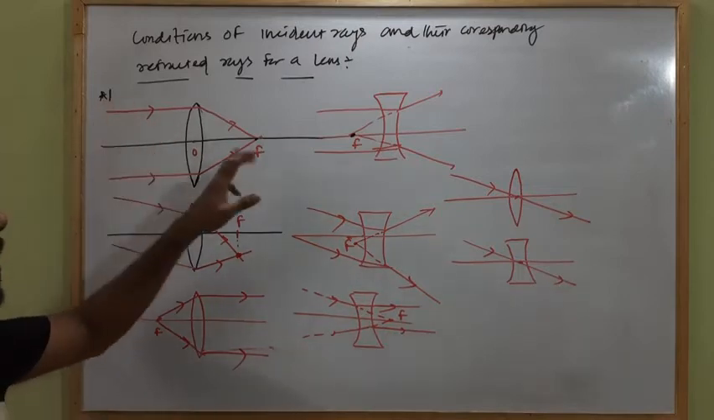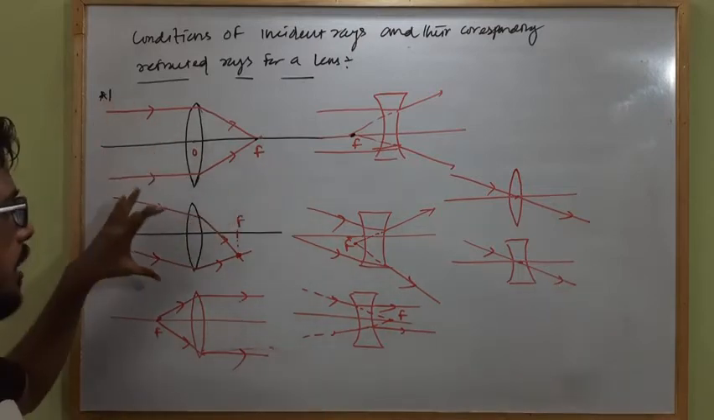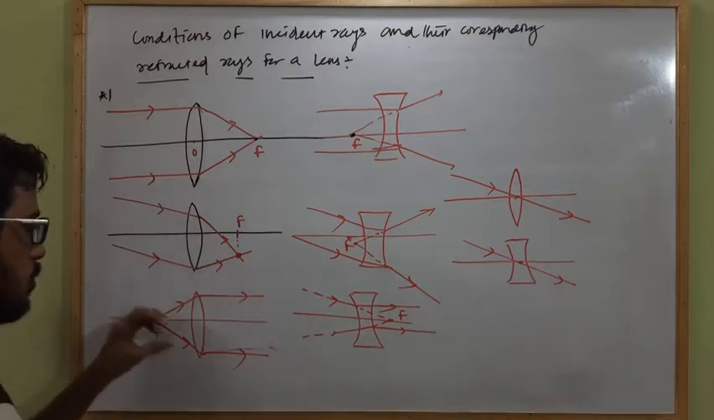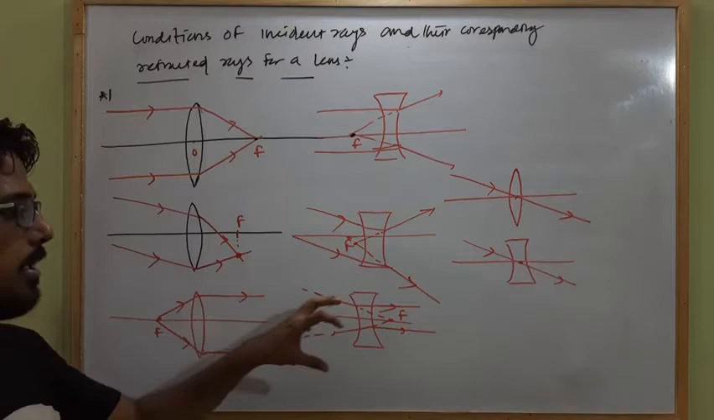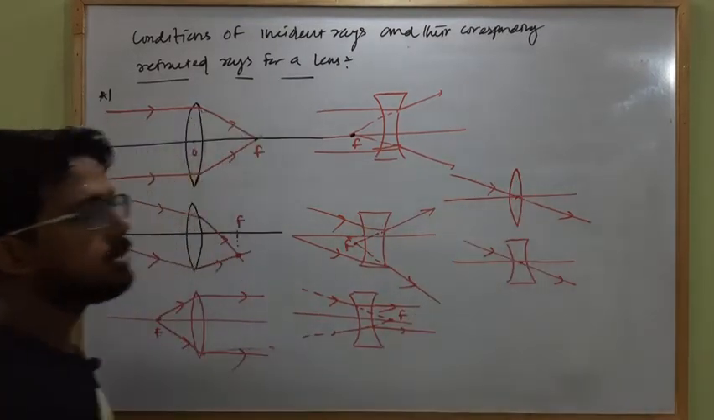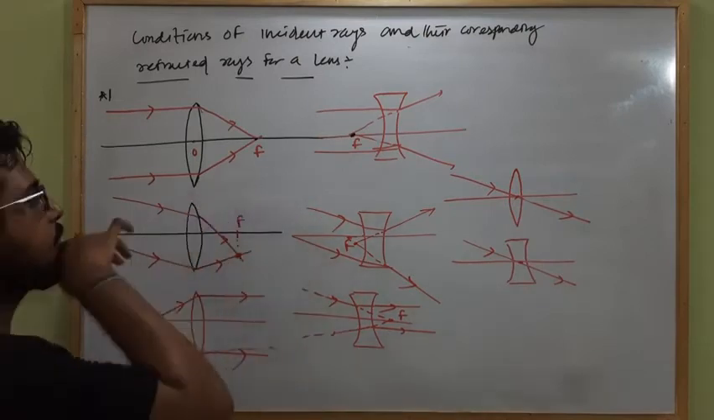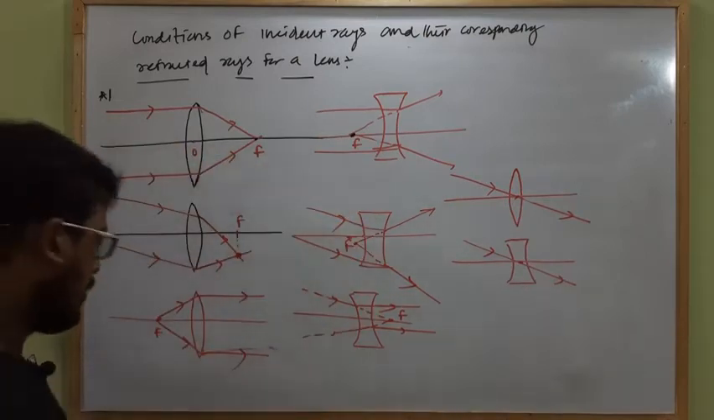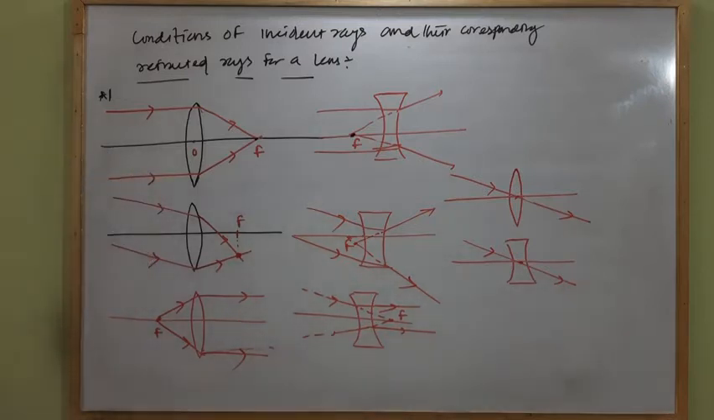Parallel incident rays meet at the focus, those which are parallel to each other meet at any point on the focal plane. Starting from the focus, the incident ray after refraction goes parallel to the principal axis, and those which pass through the optical center go undeviated. So these are some conditions for incident rays and their corresponding refracted rays. Clear? So next we are going to study how image is formed in case of lens.